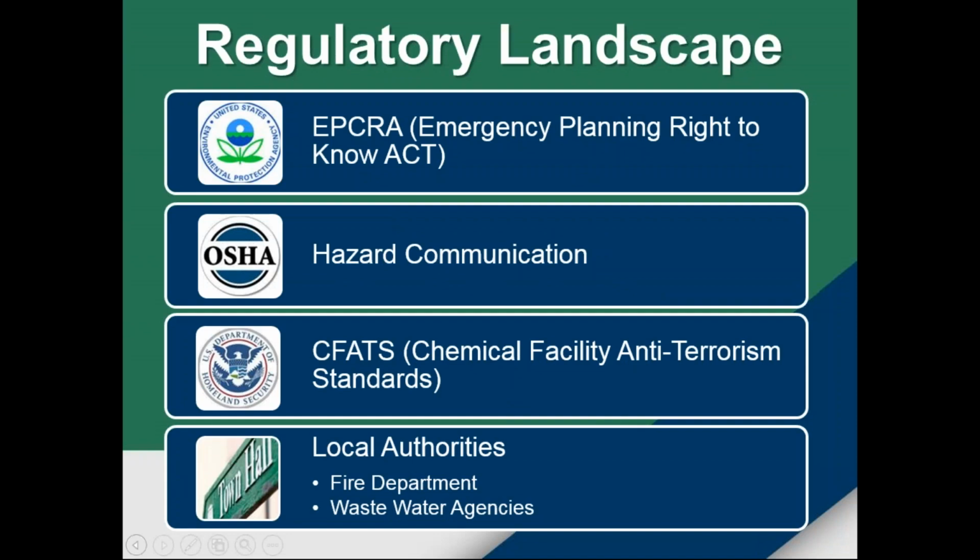So the regulatory landscape, there's 4 entities that are really a part of this. There's the EPA, specifically through EPCRA, or the Emergency Planning and Community Right to Know Act. OSHA, which has to do with hazard communication for employees. The U.S. Department of Homeland Security, specifically through CFATS, or the Chemical Facility Anti-Terrorism Standards. And then there's also local authorities such as fire departments or any wastewater agencies that are out there.